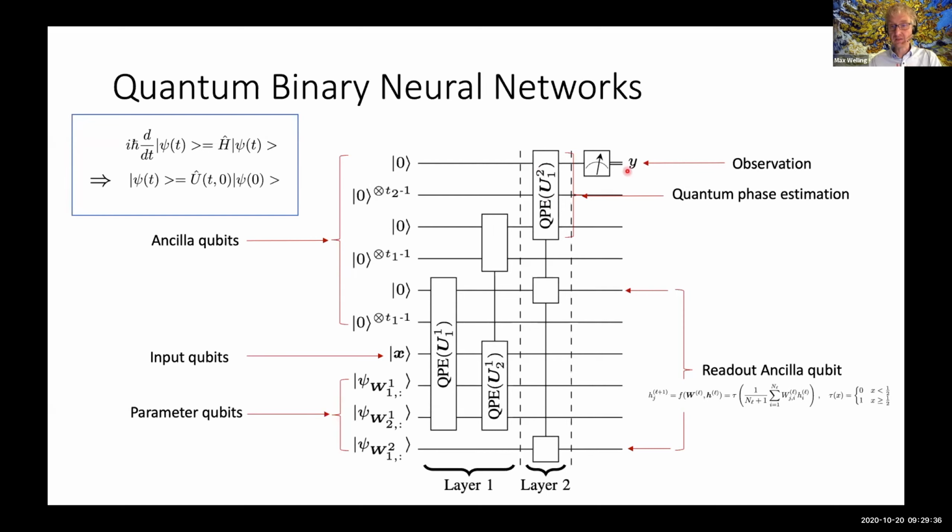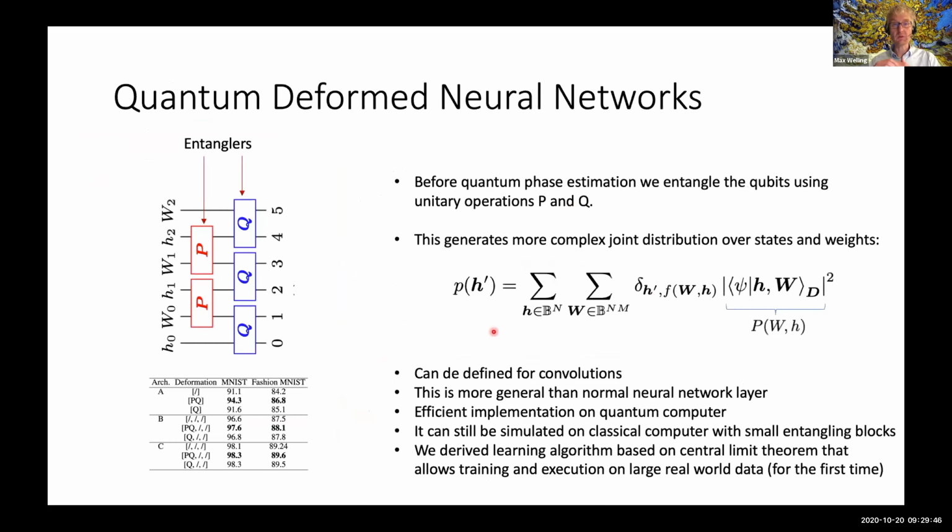And that goes into yet another quantum phase estimation for the next layer. And then you do a measurement here to read out the final outcome. And then you can actually backpropagate through the system to train this system. I'll talk about that a little bit more later. So that was just the implementation of this neural network on a quantum computer.